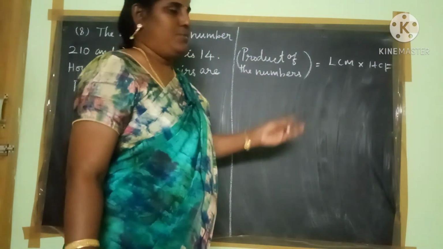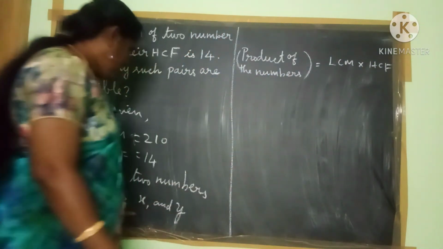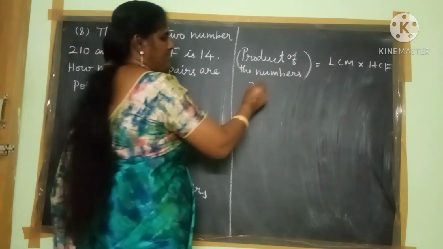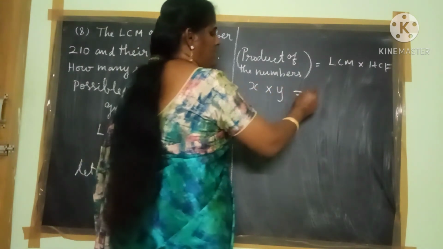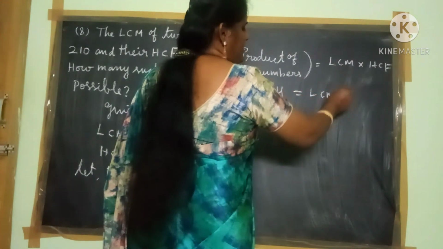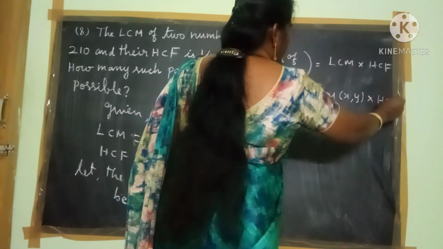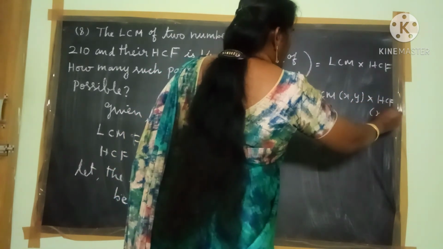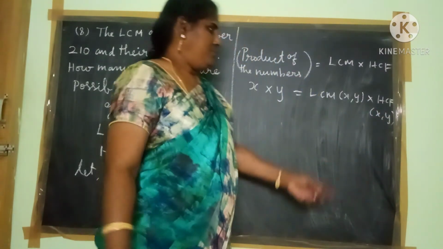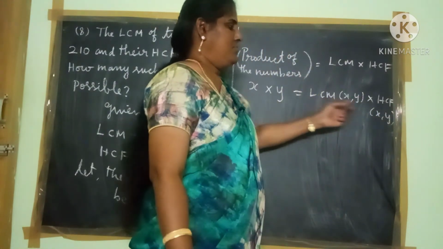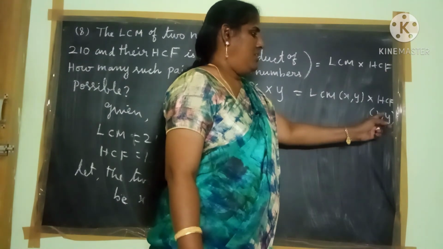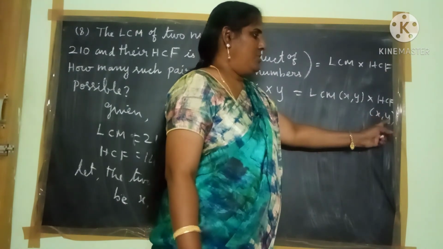So we don't know what is the product of the numbers. What is the number there? X into Y. X into Y is equal to LCM of X, Y into HCF of X, Y. Yes, that means LCM and HCF of X comma Y.